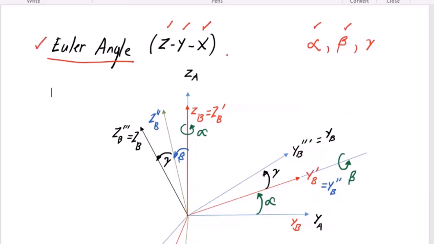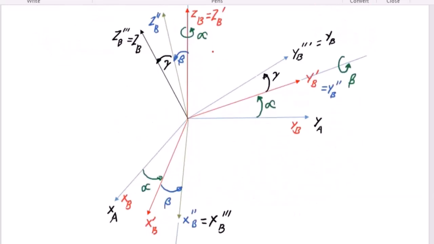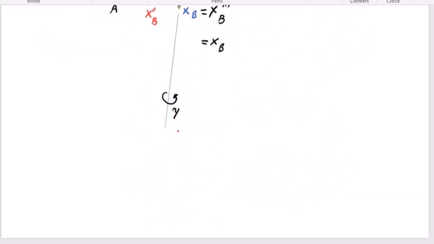Okay, so since we are talking about one set of Euler angle representation, that is ZYX, we'll come up with the equation here.